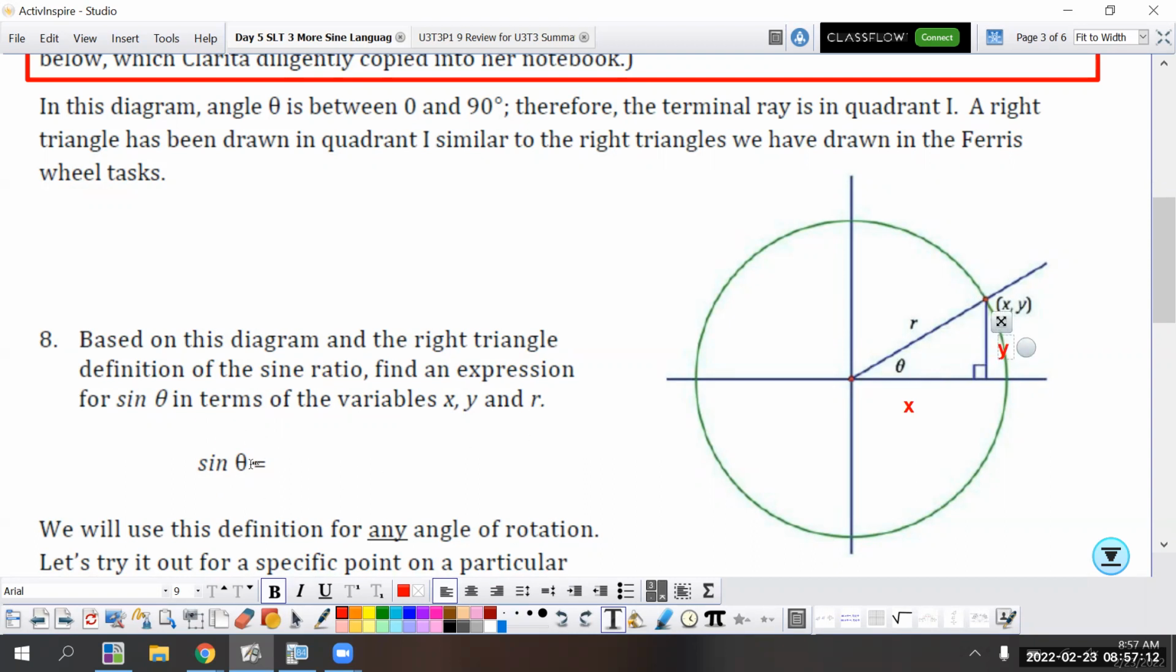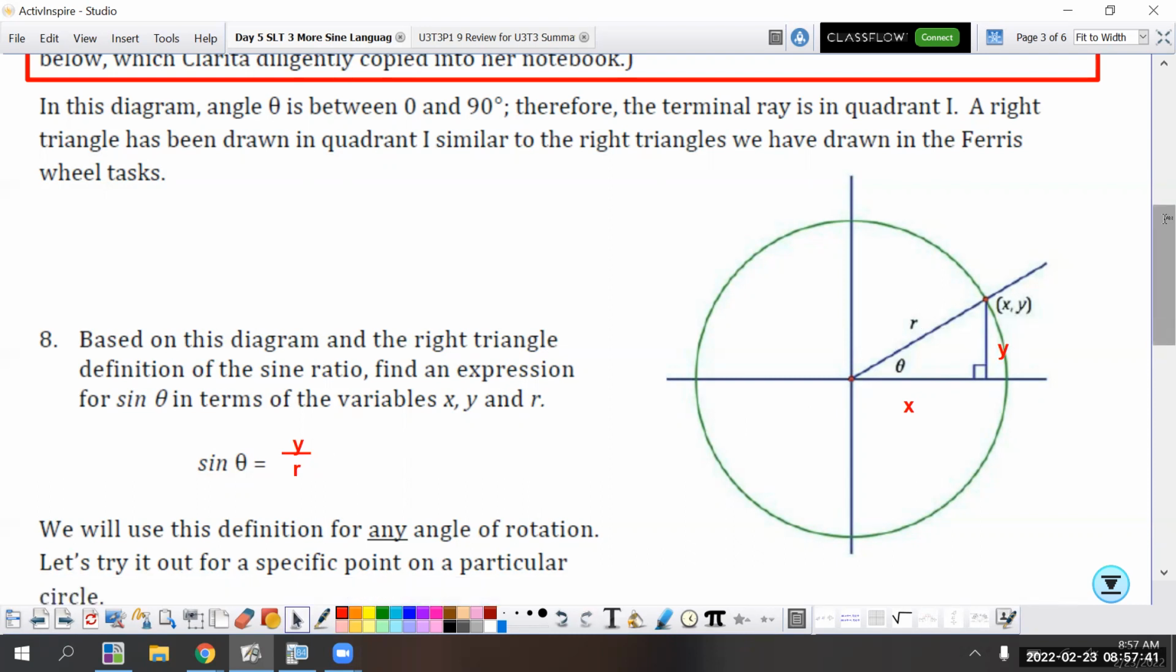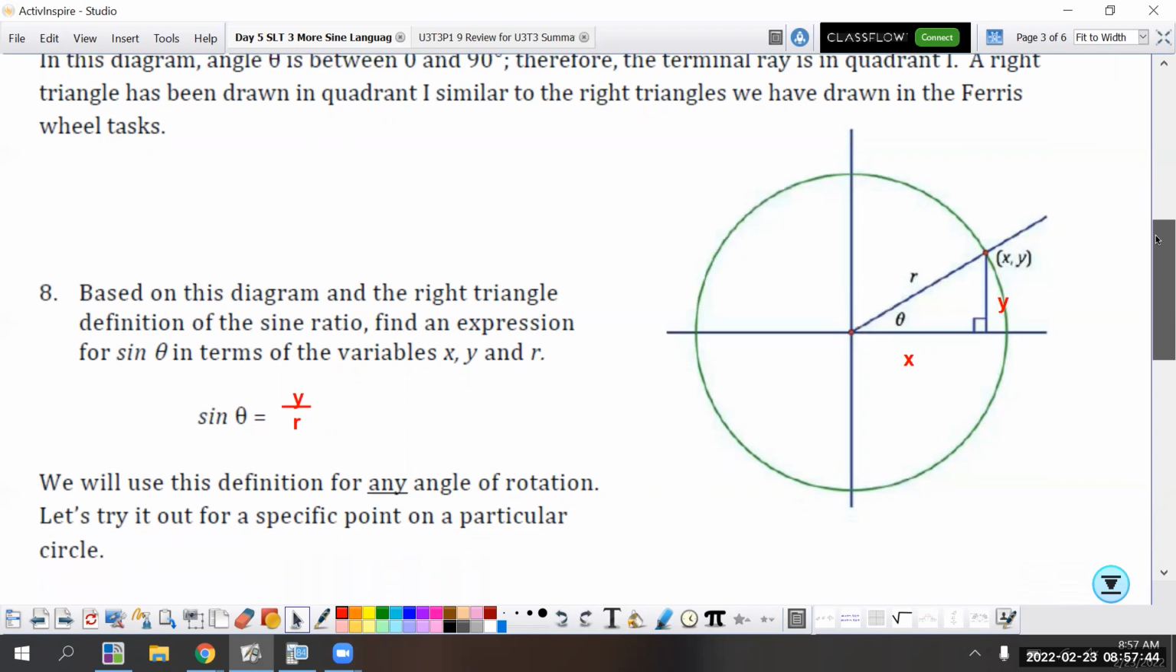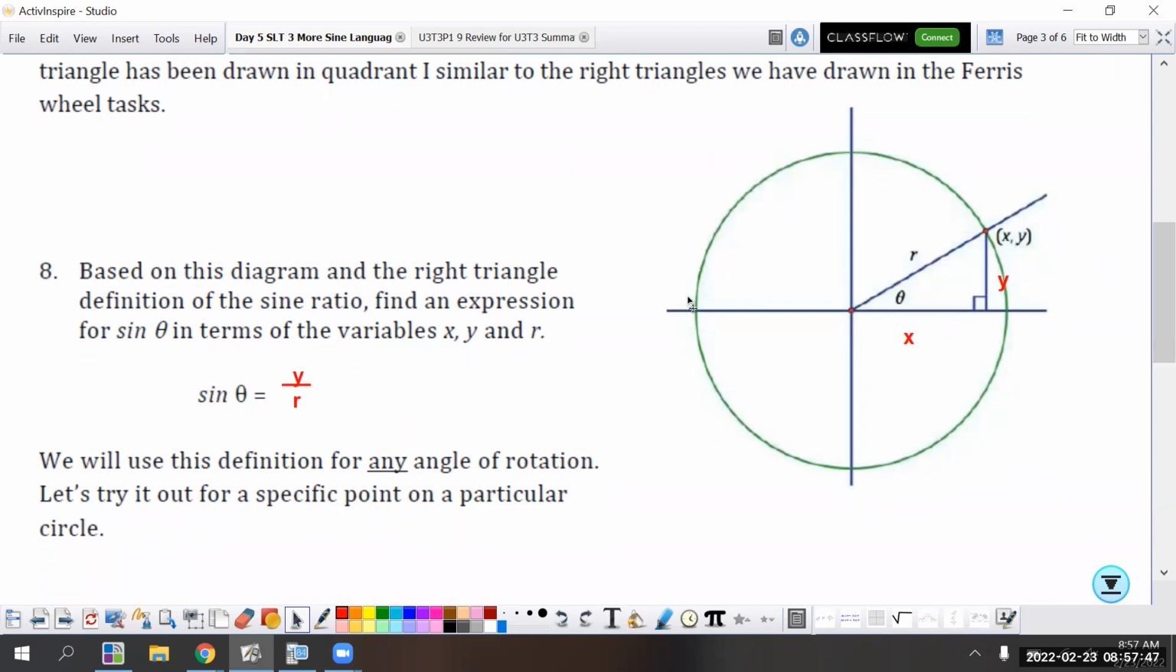And based on this diagram, what is the sine ratio? What is the fraction for sine? Pause the video here and write out your fraction for sine. Okay, so you should have had y divided by r. The sine ratio is y over r in this picture, since the y is opposite and the r is the hypotenuse. We can now use y over r as the definition for sine for any angle of rotation, no matter which quadrant our terminal ray falls in.